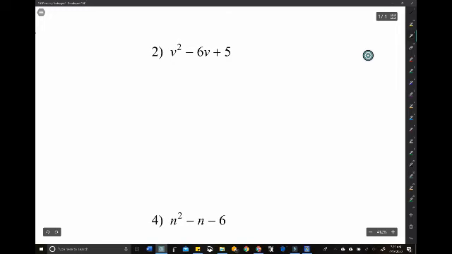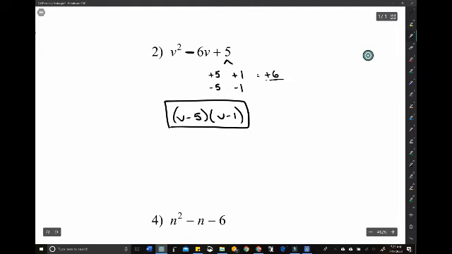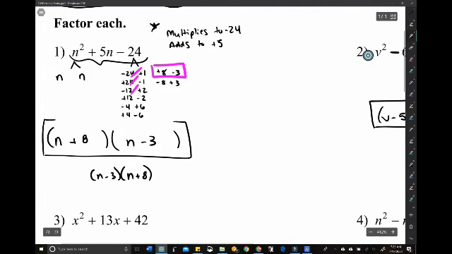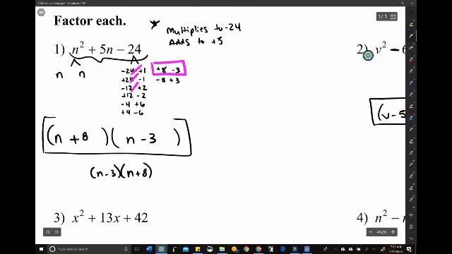For number 2, just be careful with the negative inside. Factors of 5, so positive 5 and positive 1 would add to positive 6, which is not negative 6. So negative 5 and negative 1 must be the factors. So v minus 5, v minus 1. I'm doing one example of each sign type. So notice, negative, positive: both negatives. Positive, negative: one positive and one negative.